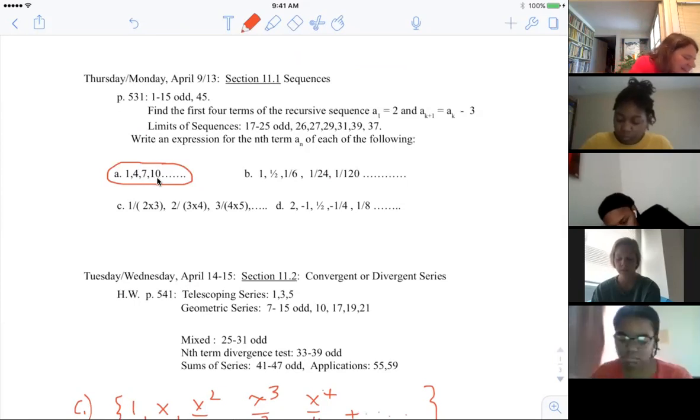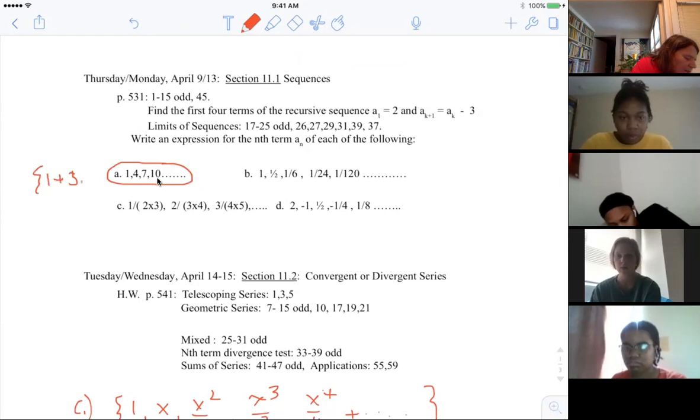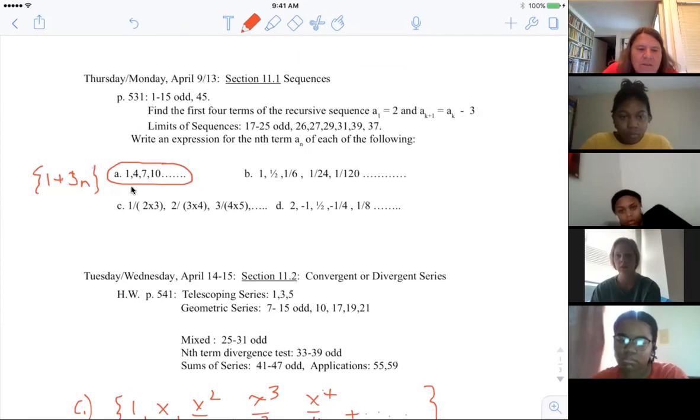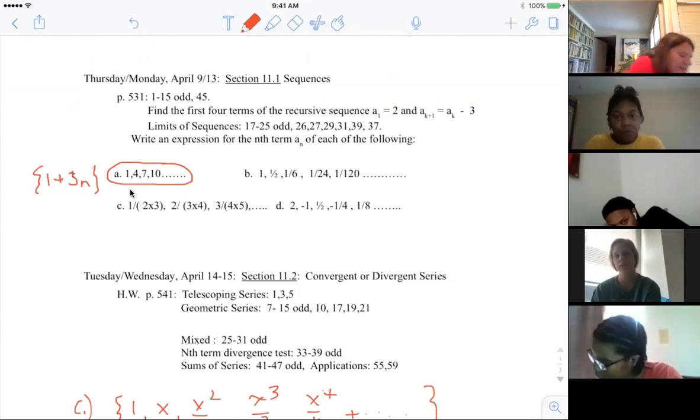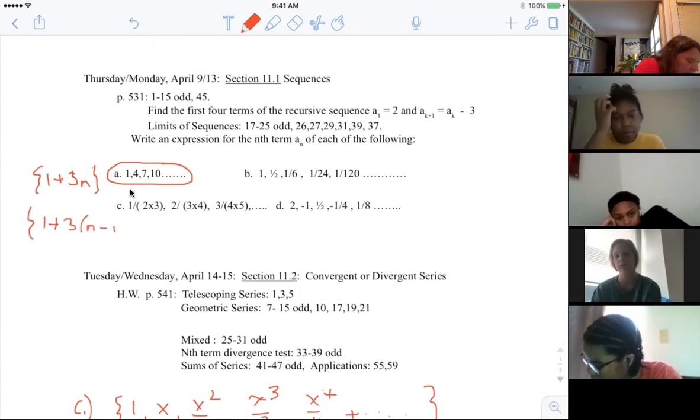Saying it like that and looking at it differently might give you a hint. Because if you start at 1 and you say, well, how many 3s do I add to it? I think that would give it to you. So if n is 1, that doesn't quite work. That gives me the first 4. So that gives me a hint maybe I need to adjust this a little bit. And I could say 1 plus 3 times n minus 1.